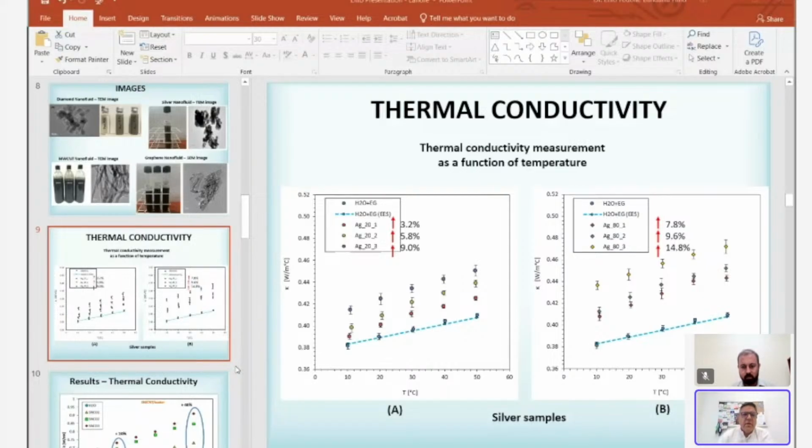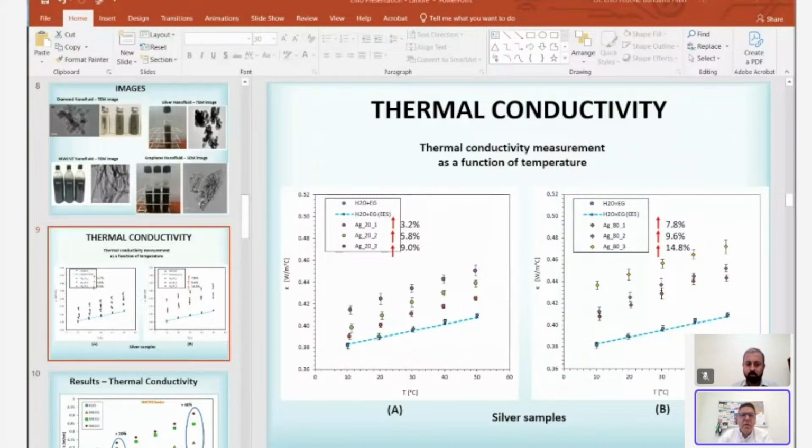Here are some results using graphene in this case. 50% water and 50% ethylene glycol by volume. Here is the heat transfer. As you can see here, the heat transfer increases by an average amount, and those are very, very encouraging results.